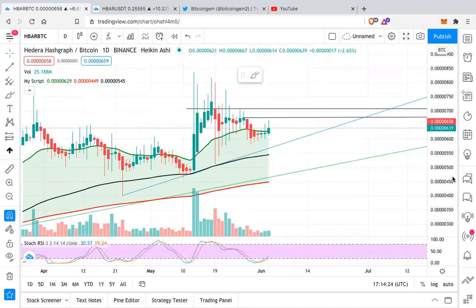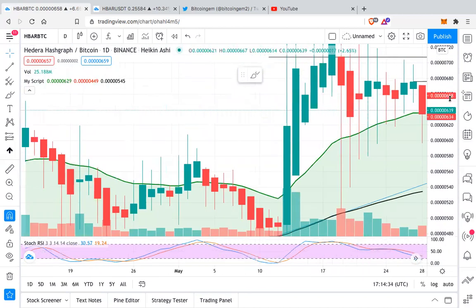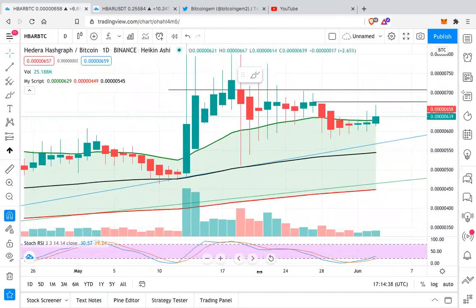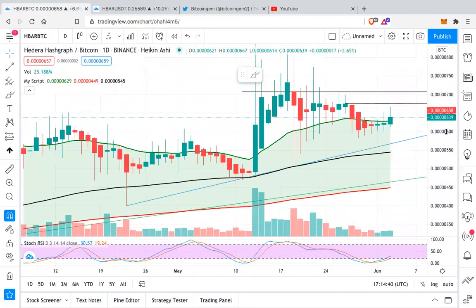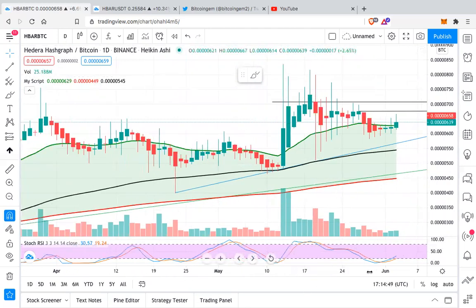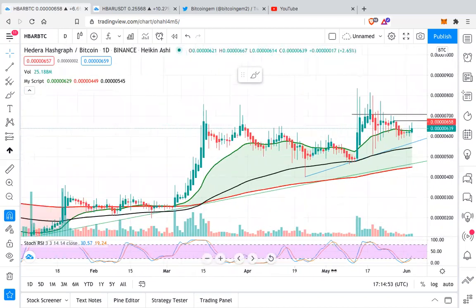Even on the 19th May correction, it was this candle. You can see that, sorry guys, some issue in my throat. In the 19th May candle, you can see that it did not have such a harsh fall in the BTC pair. So this shows strength.